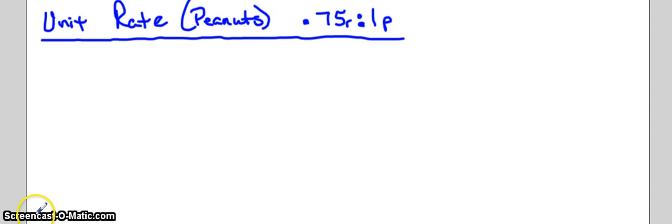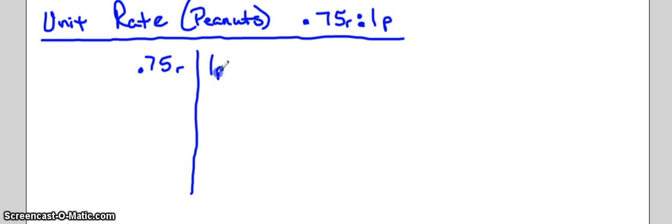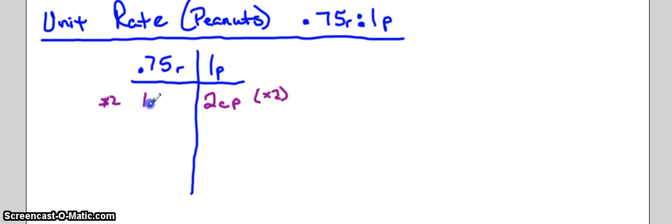Whoops, went up too far. So we're going to create a table of 0.75 of raisins to 1 cup of peanuts. So that if I have 2 cups of peanuts, I multiplied over here by 2, so over here I'm going to multiply by 2, thus giving me 1.5 cups of raisins.